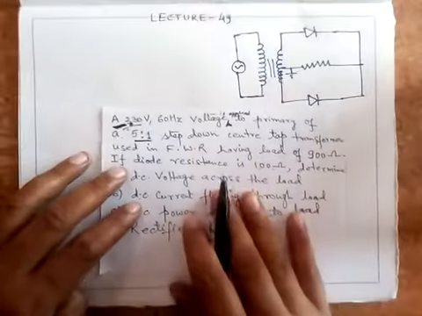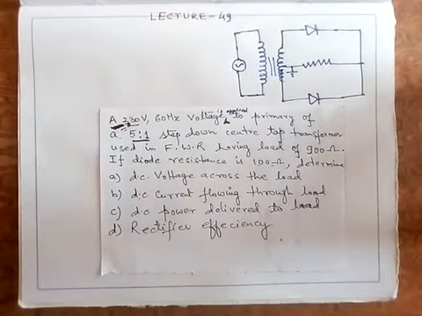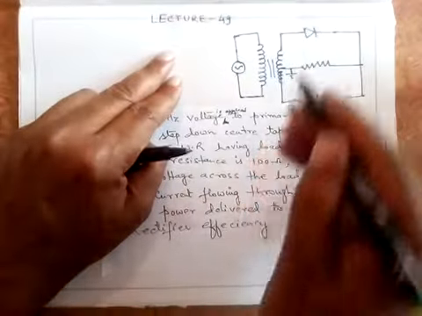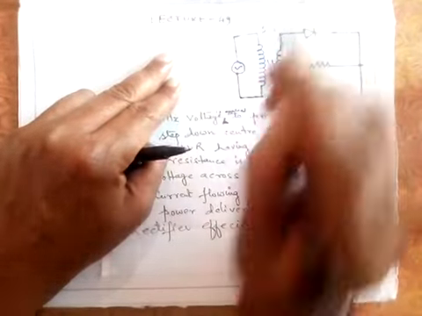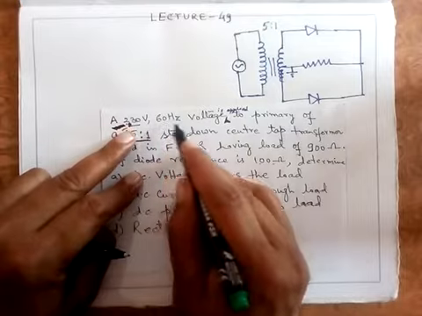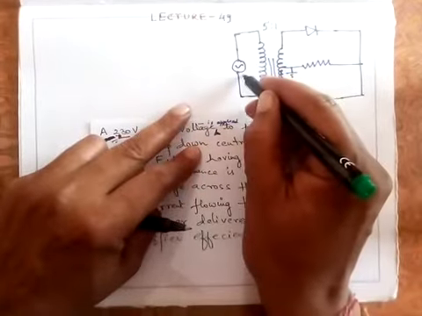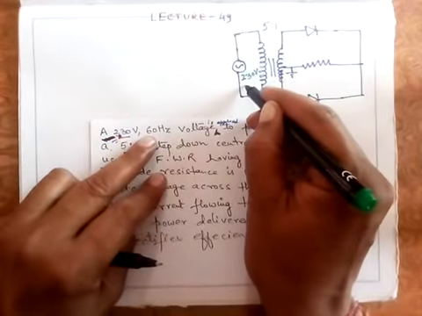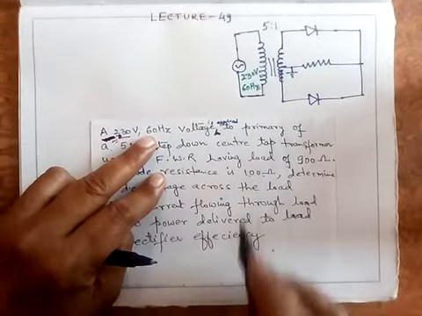Now coming back to the problem again. A 230 volt 60 hertz voltage is applied to the primary of a 5:1 step down transformer. So first of all, the turns ratio is 5:1, so N1 upon N2 is given to you, and 230 volt 60 hertz is applied to the primary. It means the voltage applied here is 230 volt and the frequency is 60 hertz.